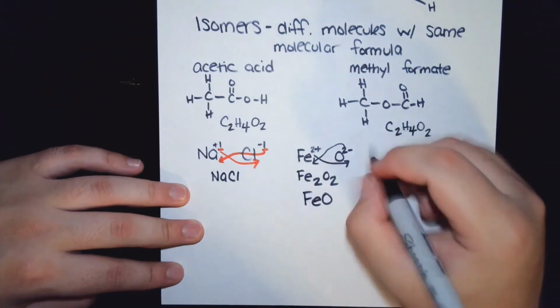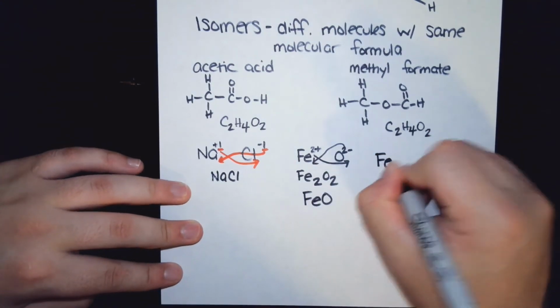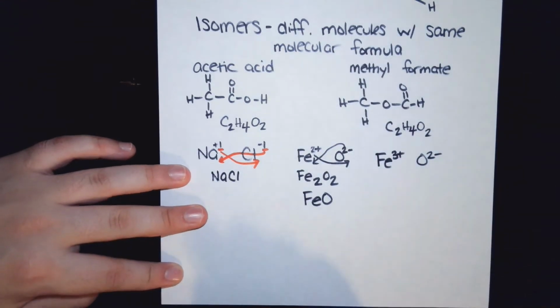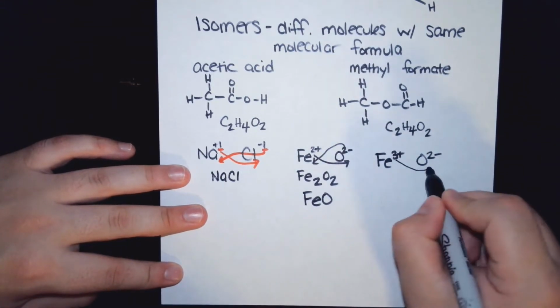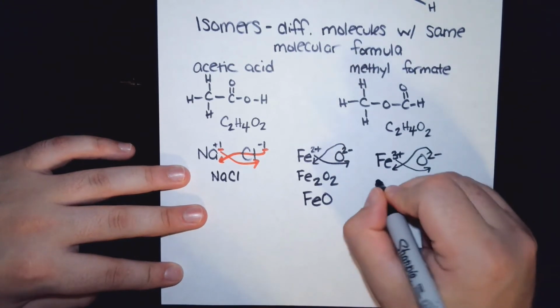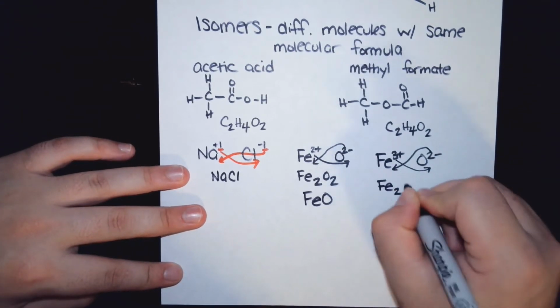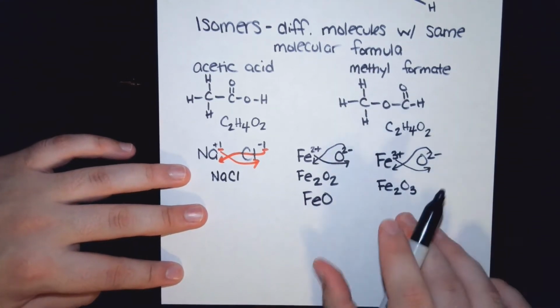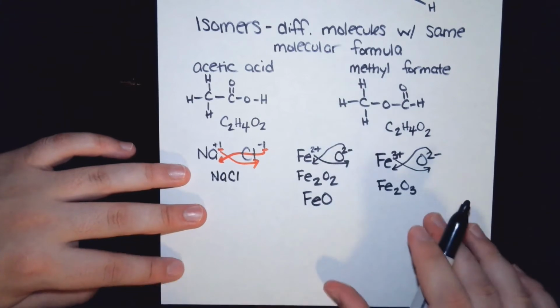Let's say we have a different form of iron. Let's say instead we have iron 3+ and oxygen 2- still. Now when we cross the charges, the 3 comes down here for oxygen and the 2 comes down for iron. So now we have Fe2O3. A ratio of 2 to 3, that cannot be reduced, so that would be your molecular formula.